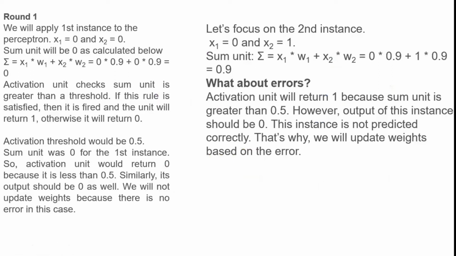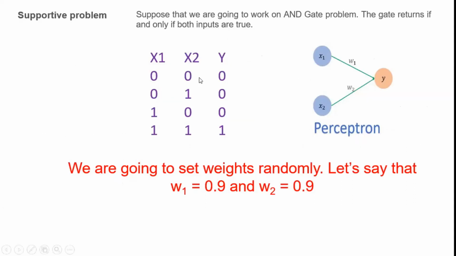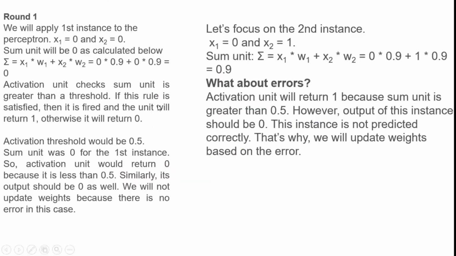Based on the error rate, we need to perform the rounds. In the first round, x1 is 0 and x2 is 0. The actual value y is 0. We will verify whether this perceptron gives this value.